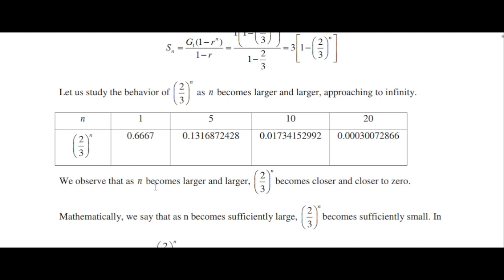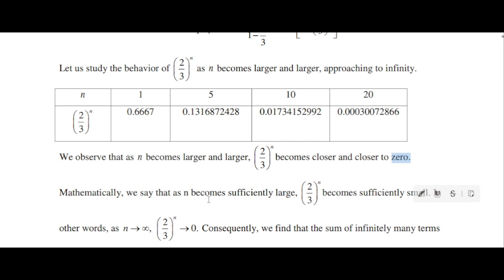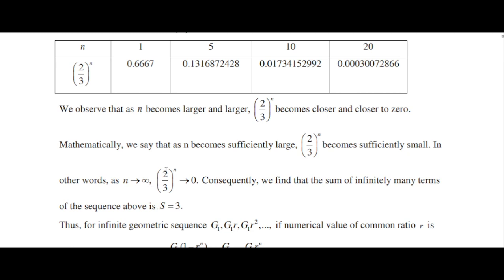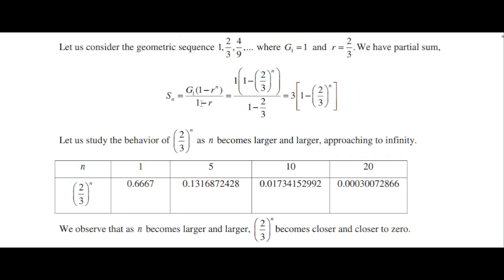We observe that as n becomes larger and larger, (2/3)^n becomes closer and closer to 0. Yes, we can generalize from this table. Mathematically, we say that as n becomes sufficiently large, (2/3)^n becomes sufficiently small. In other words, as n tends to infinity, (2/3)^n approaches 0. Consequently, we find that the sum of infinitely many terms of the sequence above is S equals 3.